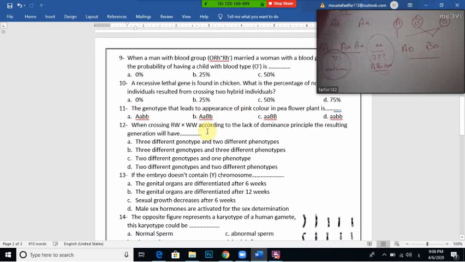When crossing two individuals, one of them carries capital R capital W, pink flower plants, with capital W capital W white flower plants in antirrhinum. According to the lack of dominance principle, the resulting generation will have two different genotypes and two different phenotypes. Let's prove it by genetic analysis.